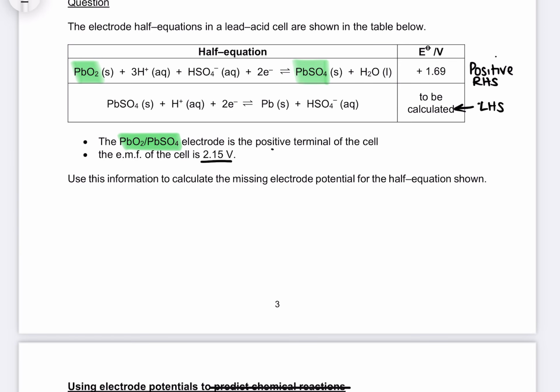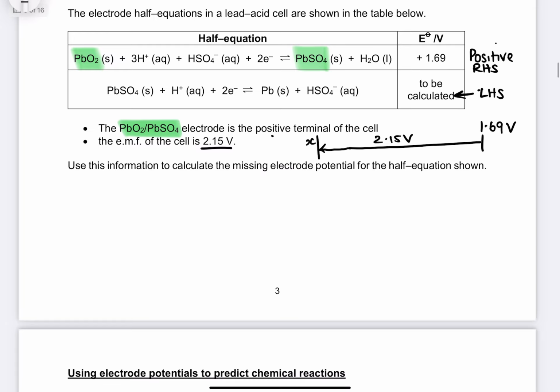And we know that the answer is 2.15. So we know that we've got a number line, and we know that the right-hand number is 1.69 volts. And we know that the difference is 2.15 volts. Where does the left-hand side lie? So we need to subtract 2.15 volts from 1.69. If you think about it like that, you don't need to worry about whether you're good at rearranging an equation.